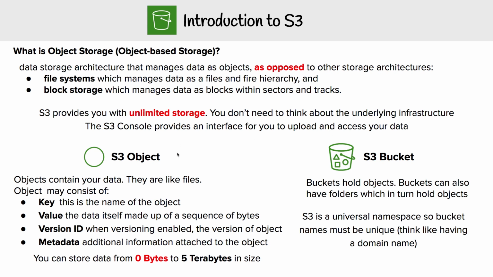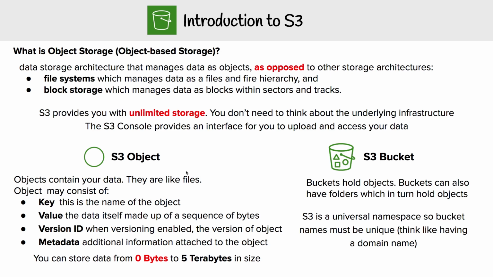So objects is what contains your data, and they're kind of like files. And an object is composed of a key, a value, a version ID, and metadata. So the key is just the name of the file or the object. The value is actually the data itself made up as a sequence of bytes.